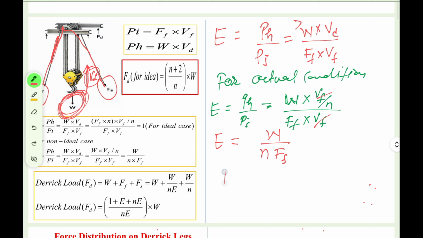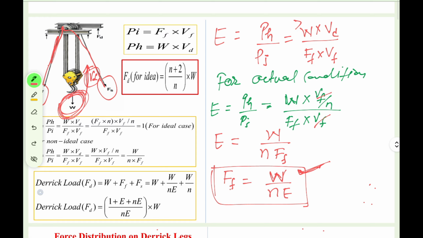And some books write Ff is equal to W by N E, okay, N E. So W is the load, the hook load, N is the number of lines, Ff is the fast line load, and E is the efficiency, right? E is the efficiency. This is the case you need to remember. While solving numericals, they will ask you to calculate the fast line load, calculate the dead line load. So you need to understand this thing, right?